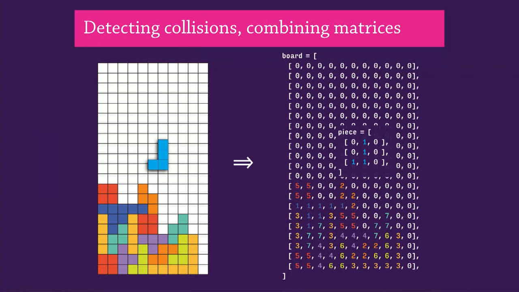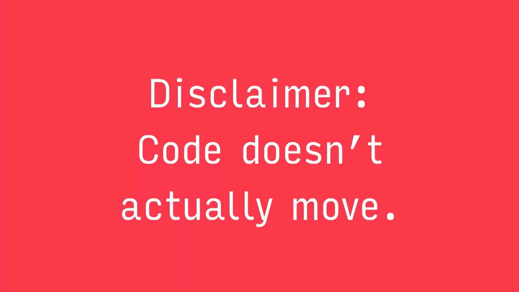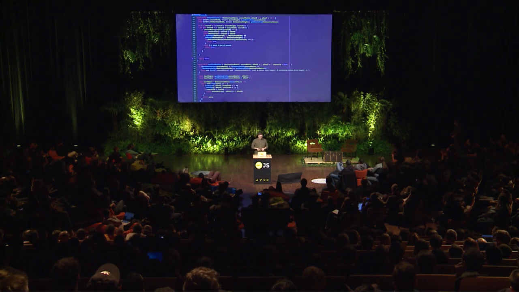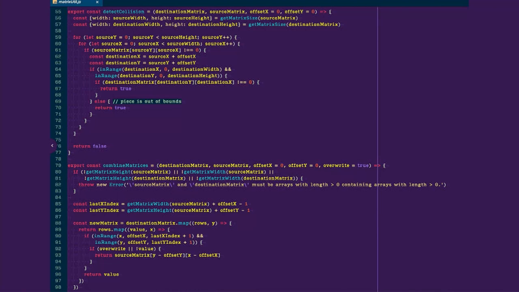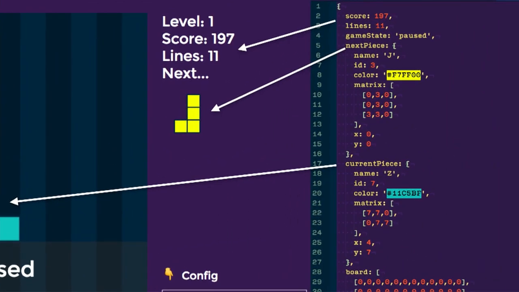So matrices really make it easy to detect collisions and combine multiple matrices together. And of course, in real life, the code doesn't move around on its own. It looks sort of like this. We have detect collision at the top, and we have combine matrices at the bottom. And I can't really go into all this right now, but you can take a look at this slide later if it's interesting to you. And this is actually our whole state tree that we're looking at here.